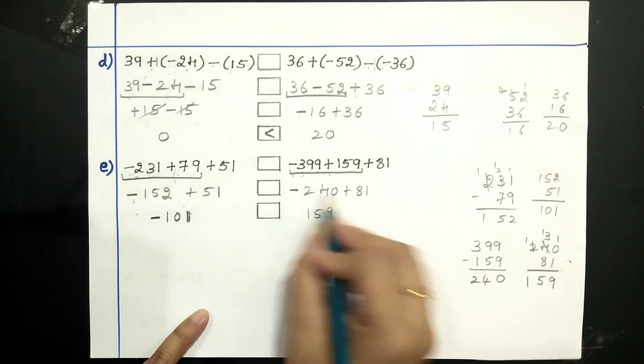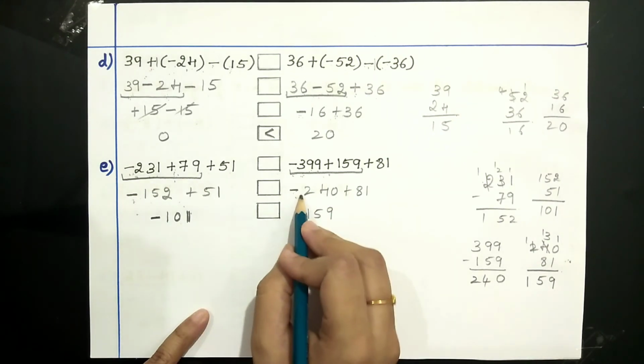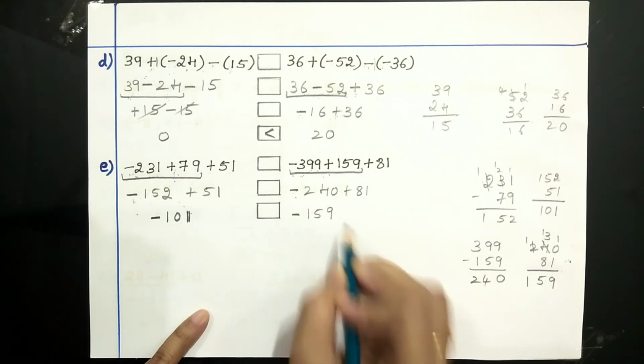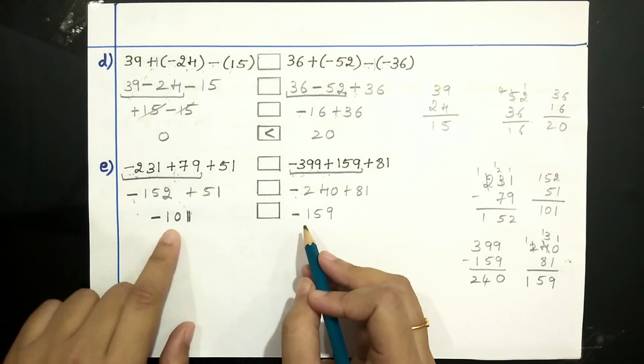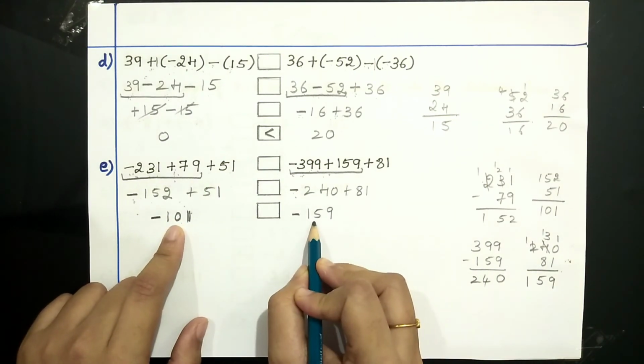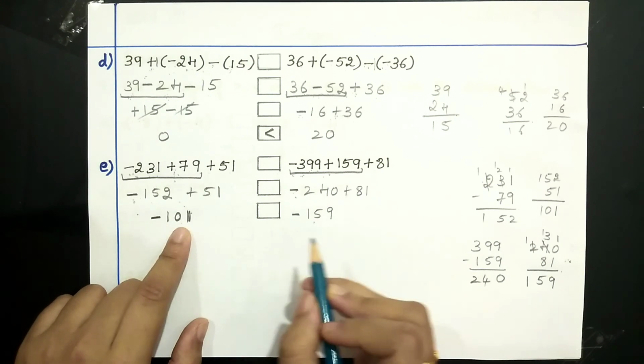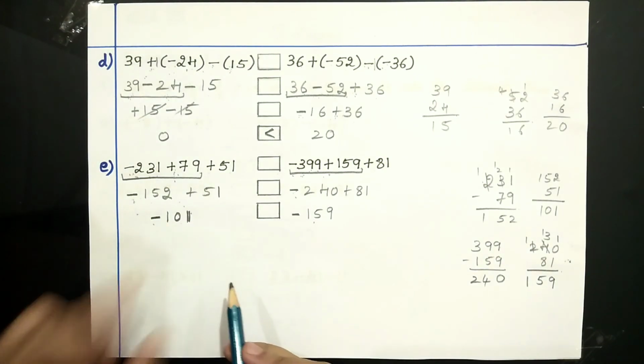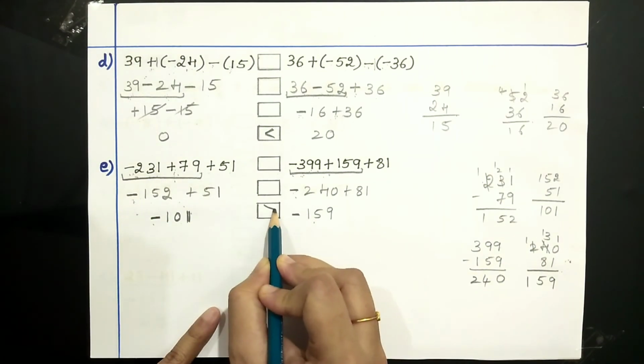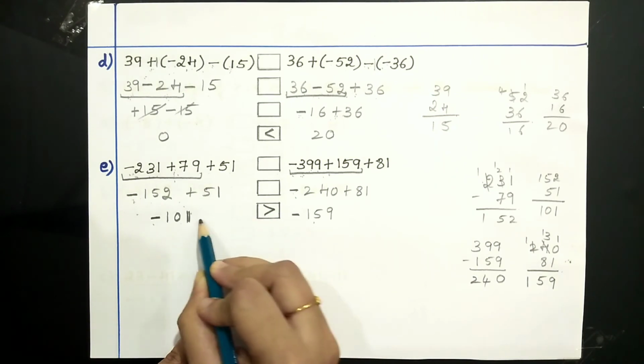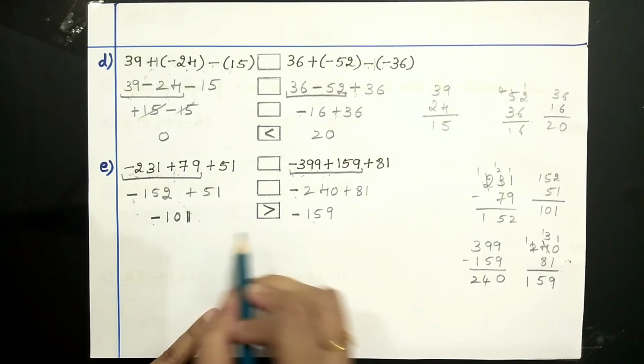And which sign you have to give? Minus sign, because 240 is greater number. Minus 159. So which is greater now, 101 or 159? 101, right? This is the smaller number with minus sign. So this is the greater value here. So you have to put like this. This is greater. I hope you have understood this sum.